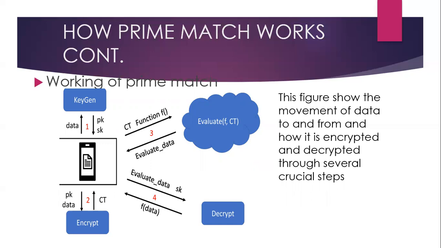Here the KeyGen gives the request to the Encrypt, and it also gives to the Evaluate. The functions work here, sending the request, and then we get the evaluated data back. It is the same for the decrypt. Then the evaluated data is sent to Decrypt, and here we get the result data back. So this is how PrimeMatch works.